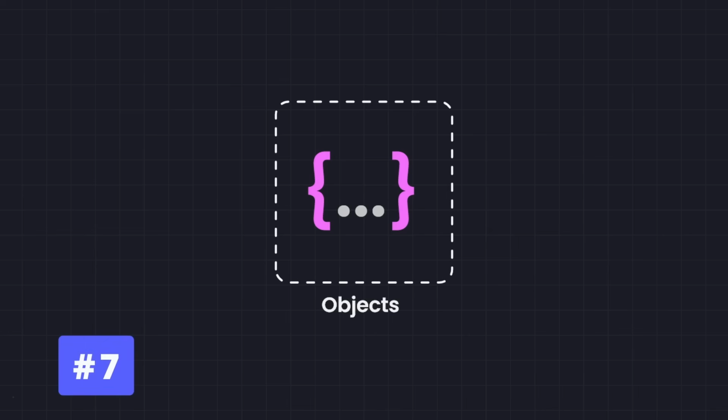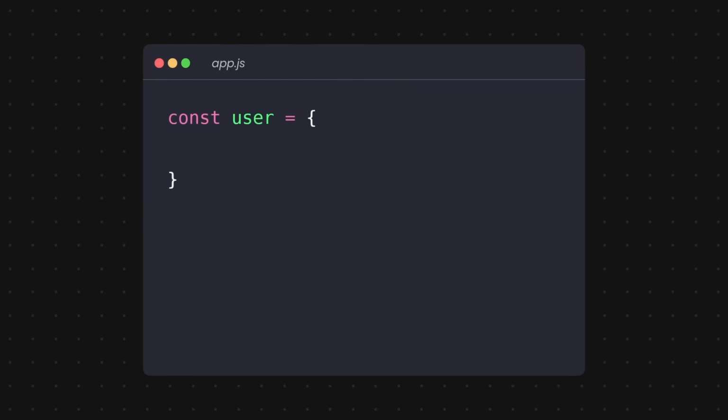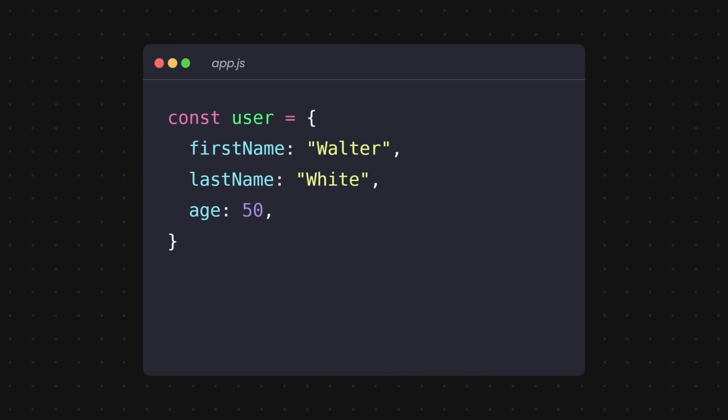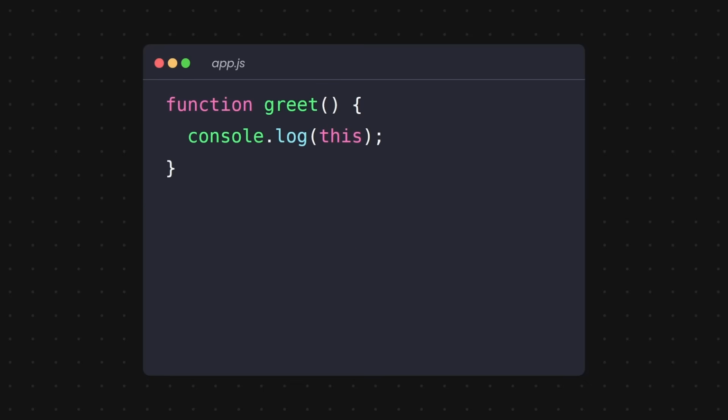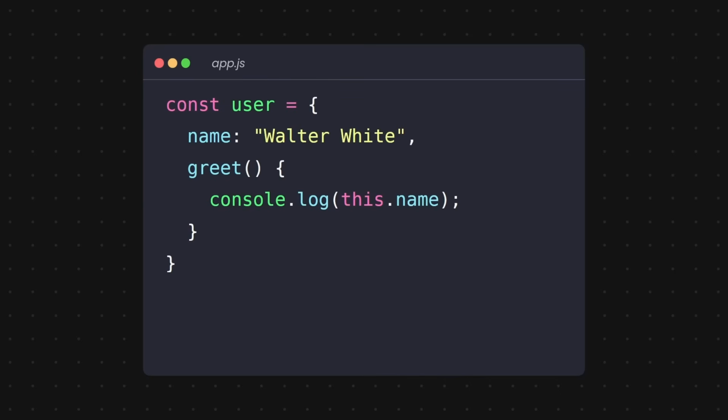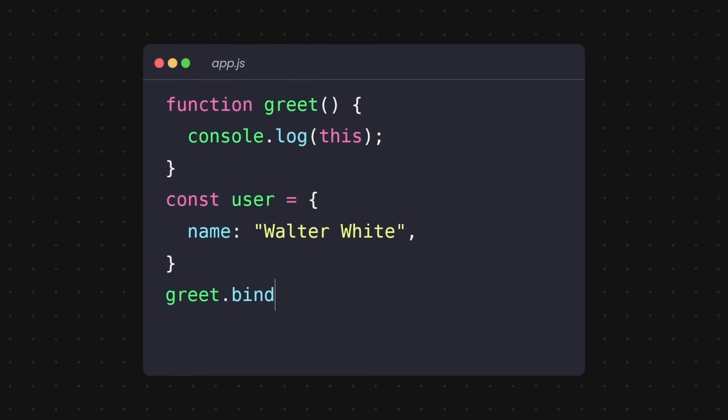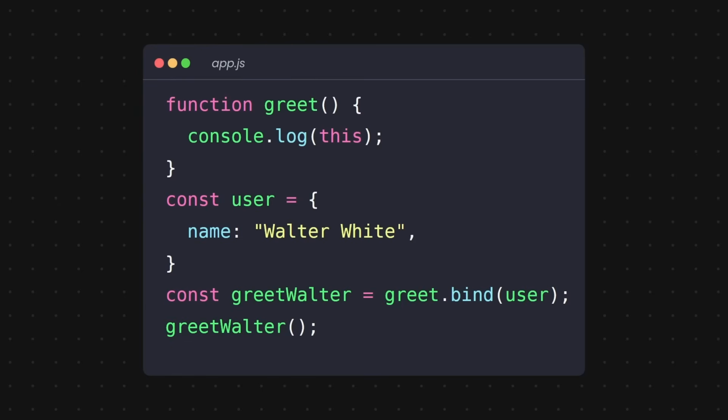Another huge topic is objects. To create an object, we use curly braces. Inside the object, we can define key value pairs. But objects can also contain functions. These are called methods. Inside these methods, we often use the this keyword, which refers to the object itself. The exact value of this depends on the context. For example, in the global scope, this refers to the window object. But inside an object method, this refers to that object, which allows us to access its properties. JavaScript also lets us manually control this, so we can bind a function to an object.